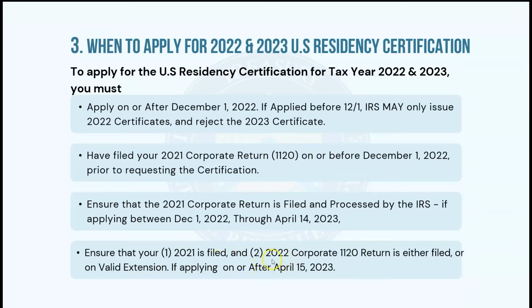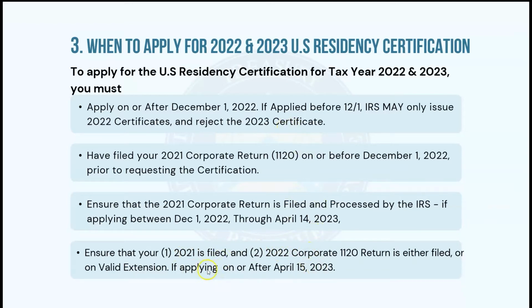Now your 2022 tax return is actually due on April 15, but you can extend it. So if there is no valid extension, you must make sure that you have actually filed your corporate return for 2022 to be able to get the 2023 certification. Once again, if you do this on the same 8802 and you haven't filed or put in your 2022 extension, and you're applying on or after April 15, 2023, there's a possibility that you will only get the 2022 certification, but you're not going to get the 2023 certification.